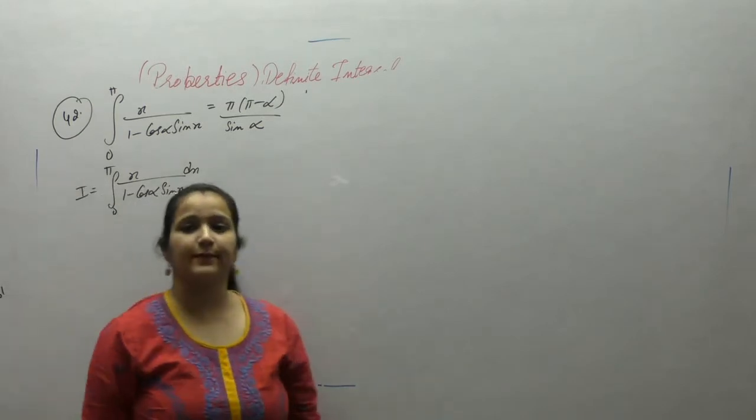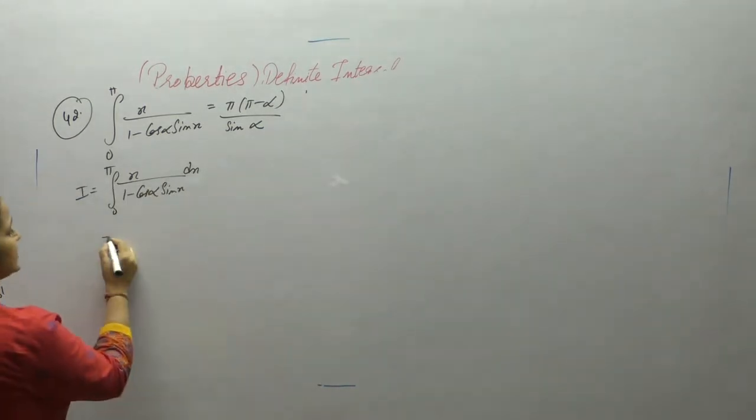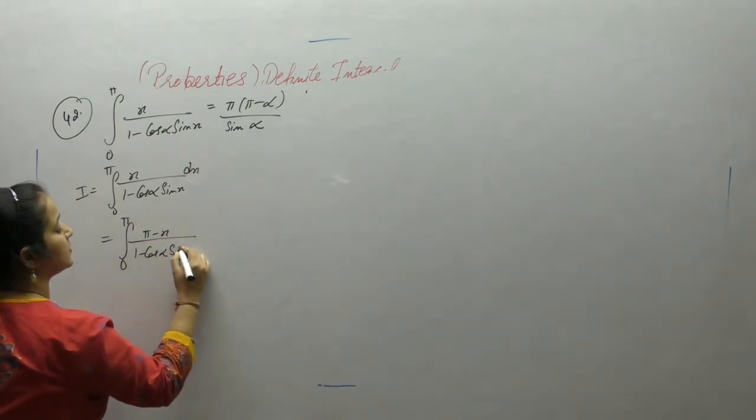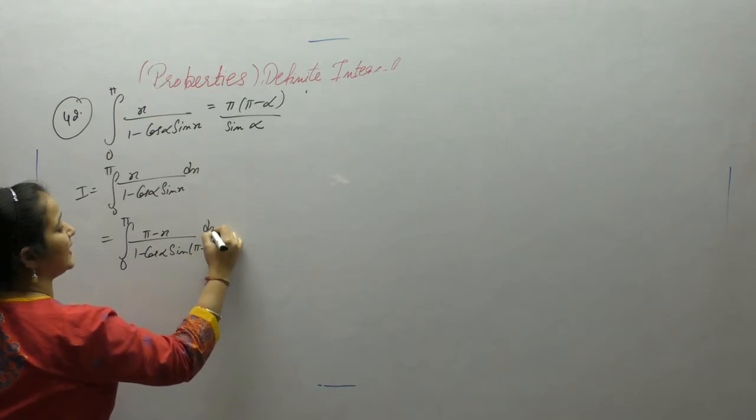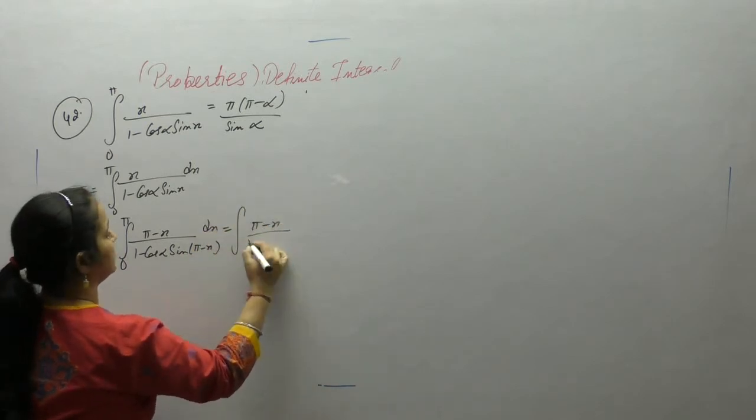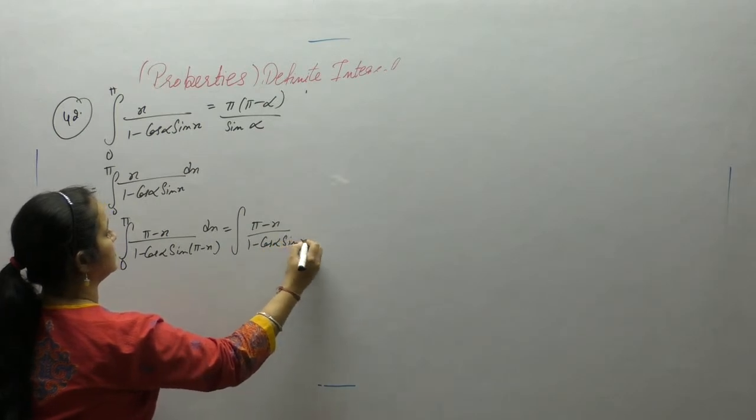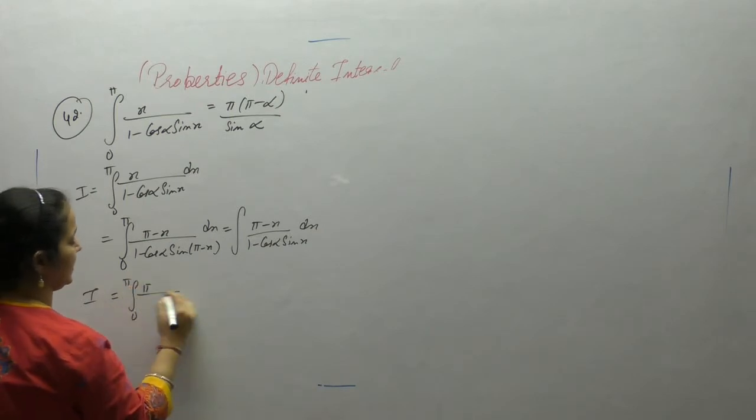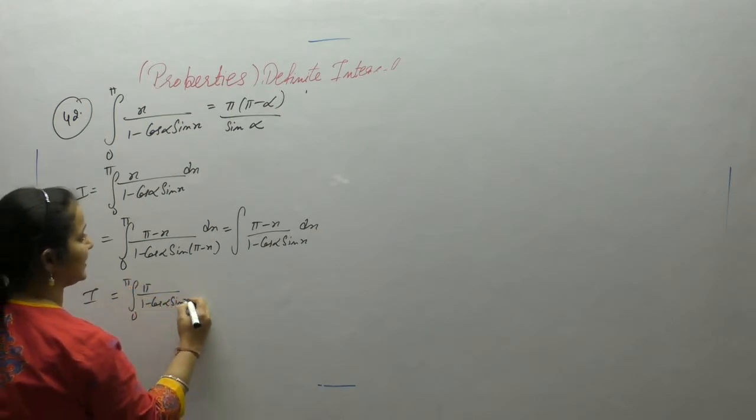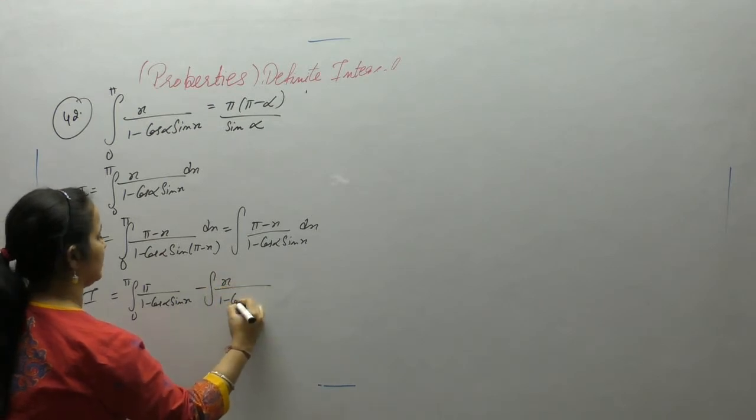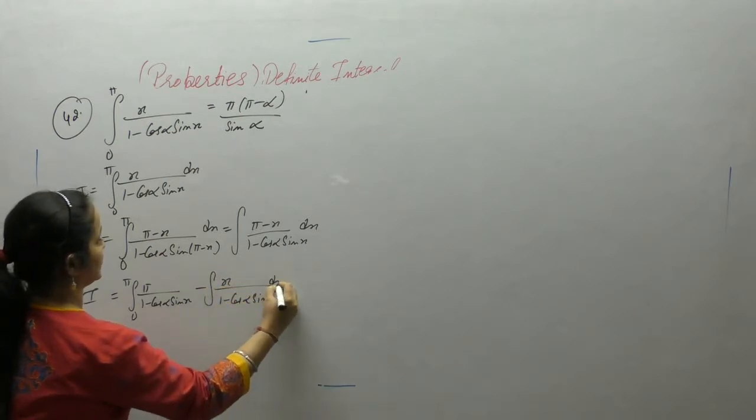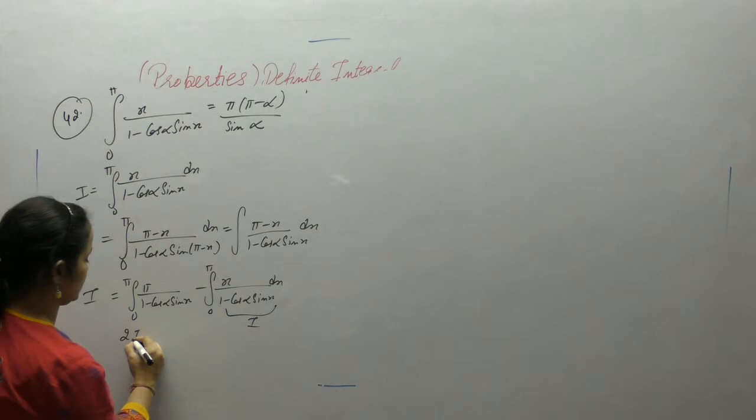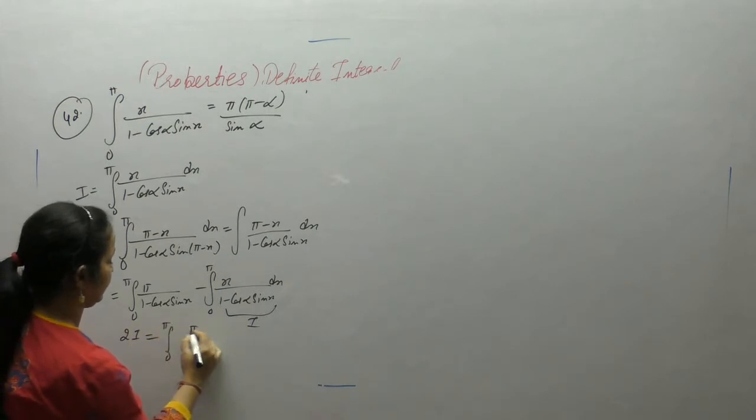Now again use the same property. Integral 0 to a f(x) dx is equal to integral 0 to a f(a minus x). Sin(180 minus x) is sin x. So we get integral 0 to pi of pi upon 1 minus cos alpha sin x minus x upon 1 minus cos alpha sin x. This is the integral which is given. I plus I is 2I, 0 to pi.